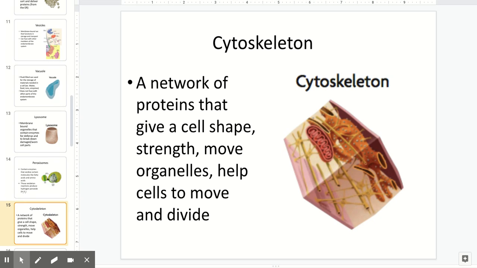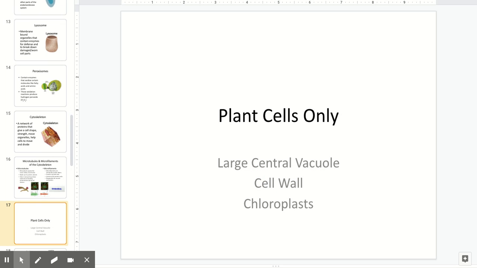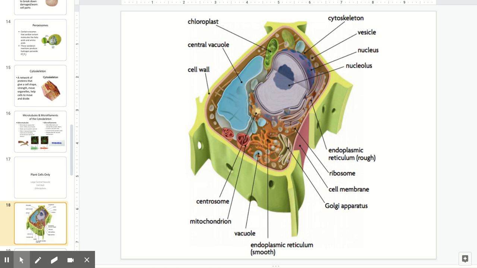And then the cell itself has a skeleton, which is kind of cool. It provides structure and support. It moves organelles around. And there are two parts of the cytoskeleton, microtubules and microfilaments. And there are pictures below. In terms of plant cells only, we have three parts that are present only in plant cells, starting with a large central vacuole. This is a plant cell sample here. Here's the large central vacuole, the chloroplast, and the cell wall. Look here at the picture.